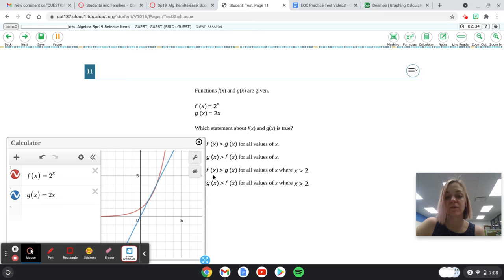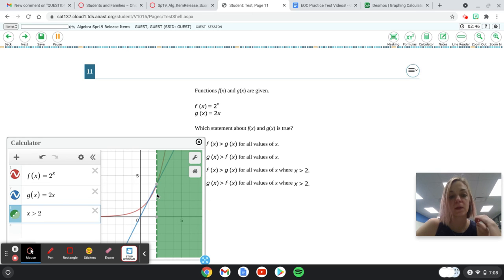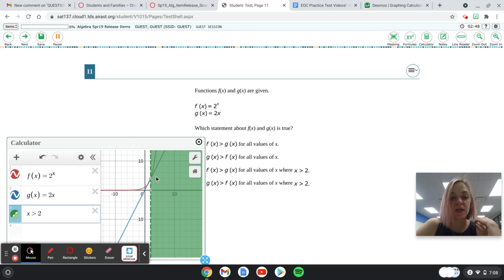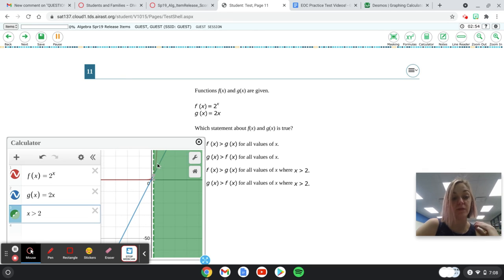The next question says f of x is greater than g of x for all values of x where x is greater than 2. So I'm just going to plug that in. x is greater than 2. And if I look in the shaded region, it does look like my red line is on top of my blue line. So my f of x is greater than g of x, where x is greater than 2. Now, option D says that g of x is greater than f of x, which again, we know isn't true. So the only option that makes sense is C, f of x is greater than g of x for all values of x where x is greater than 2.